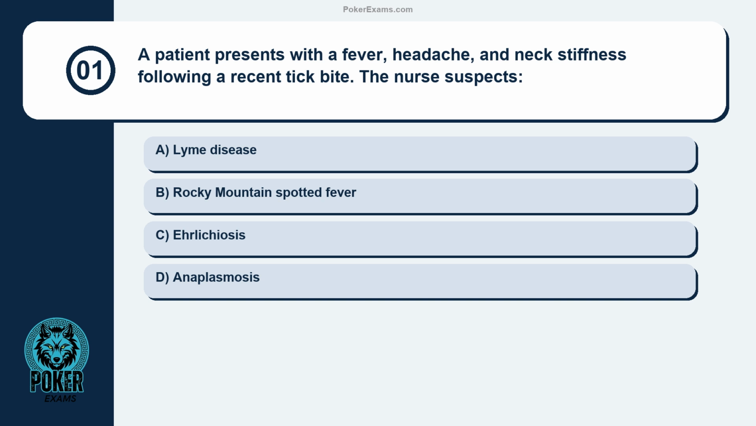A patient presents with a fever, headache, and neck stiffness following a recent tick bite. The nurse suspects Lyme disease, Rocky Mountain spotted fever, ehrlichiosis, anaplasmosis.